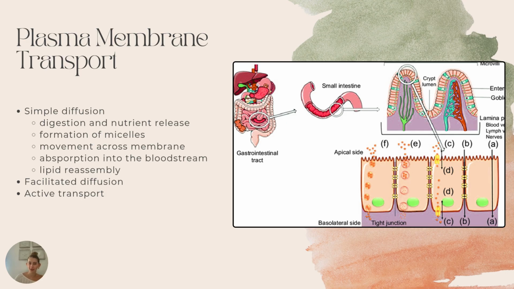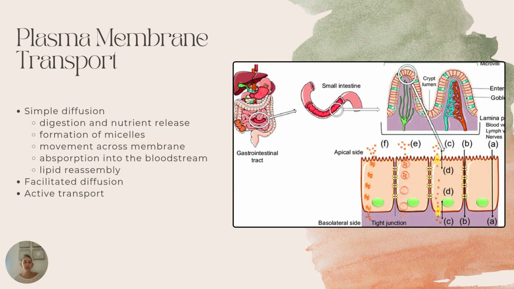Now, for our plasma membrane transport, the nutrients are absorbed into the small intestine through the various transport mechanisms across our plasma membranes of the epithelial cells lining our small intestines. The mechanisms of transport include simple diffusion, facilitated diffusion, and active transport. The small intestine's structure has a large surface area with specialized cells helping facilitate absorption.